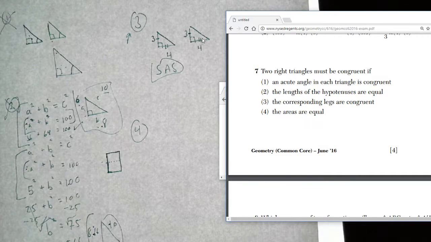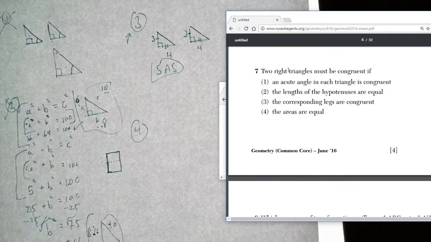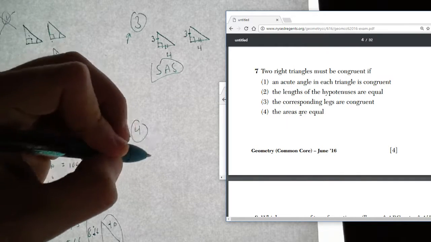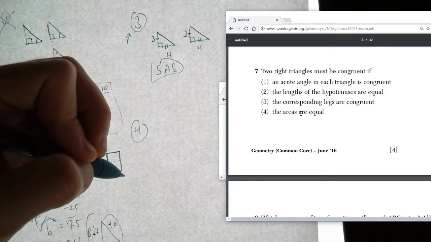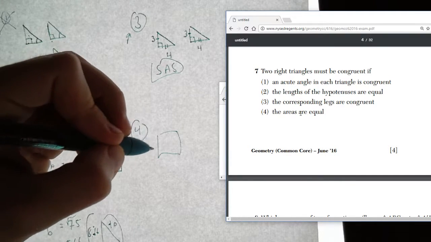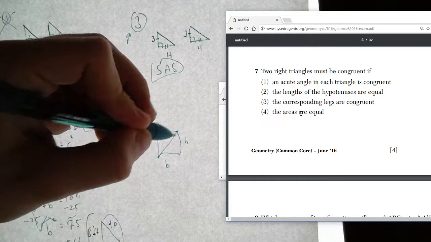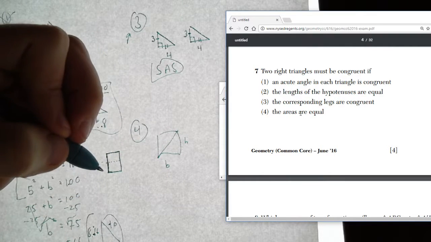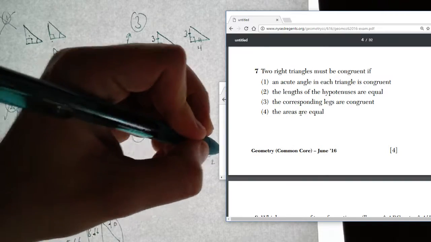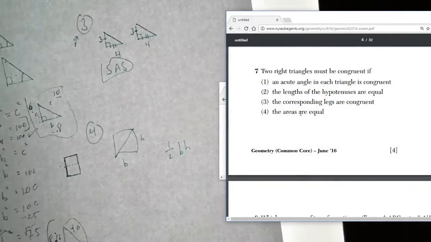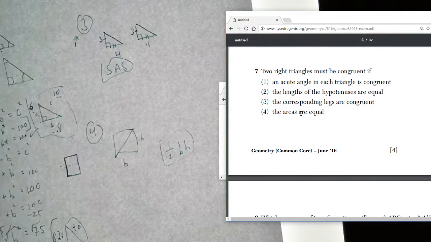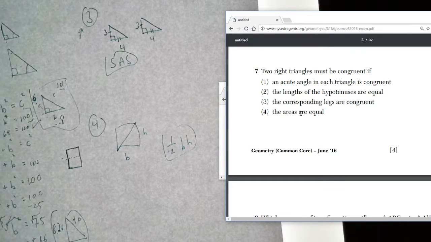The areas are equal. 2 right triangles must be congruent if the areas are equal. Well, for the area of a triangle, you can remember that by saying a square is base times height. A triangle is half a square, so it's going to be 1/2 base times height. Or you can just use the reference sheet for that as well if you'd like.